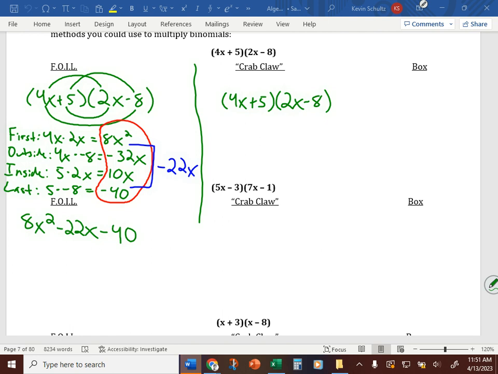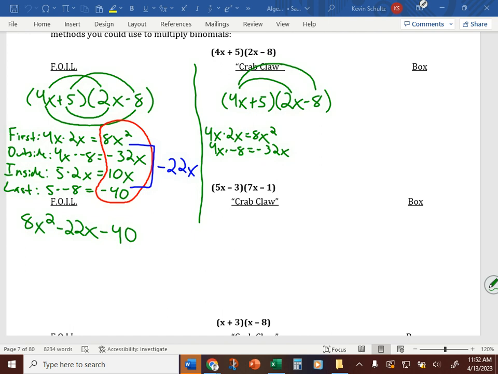And we're going to take our 4x, and our first multiplication is still going to be 4x times 2x, which is 8x squared. Now in FOIL, we took that 4x, multiplied by the 2x, same way that we did here. And then in FOIL, we went underneath to make the chin of old man FOIL. In crab claw, we're going to take the 4x and go up top again and bring it to the negative 8. We still get negative 32x, right? 4x times negative 8 is still negative 32x. We just went up top instead of down underneath.